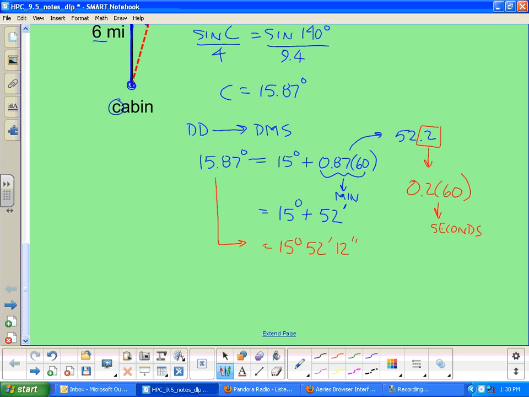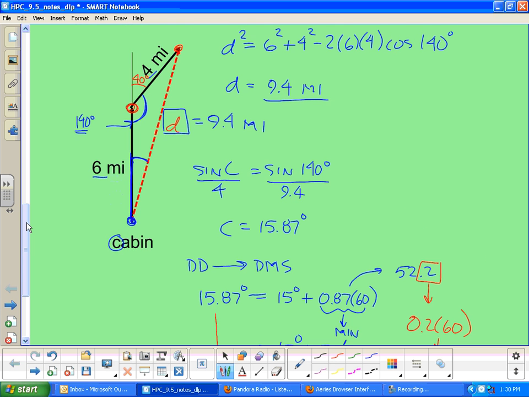Yes, sir. How is angle C, which is in the cabin, how is that the bearing? Yeah. So bearing, remember, is an angle turned from north. And I turned to the right from north. And I turned to the right 15.87 degrees. The line from my cabin is north. So wherever you are is your points. That's why you have to put vertical lines at all my points. So the north is from the cabin.